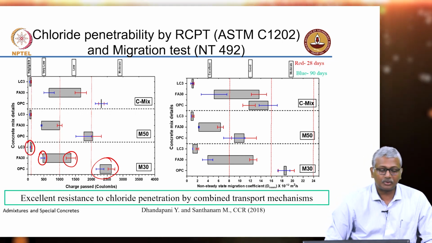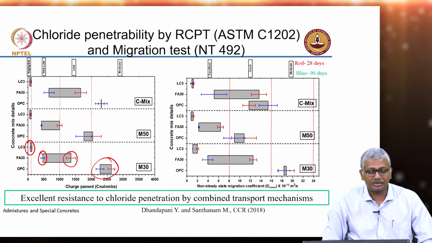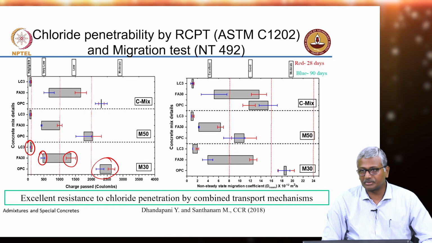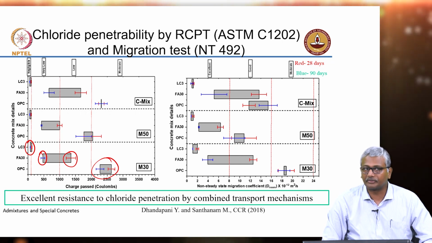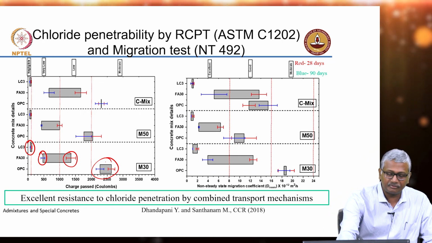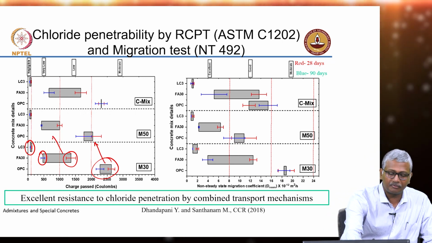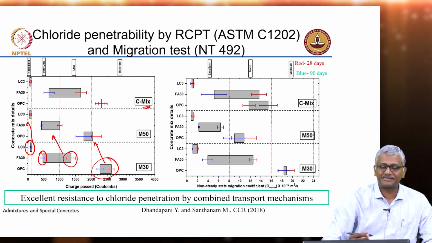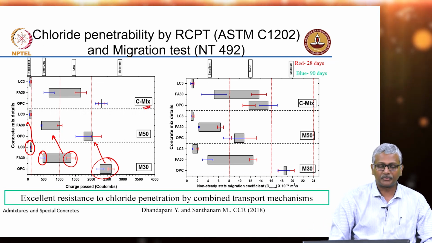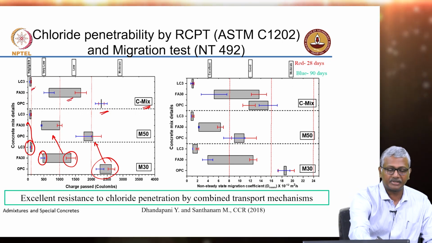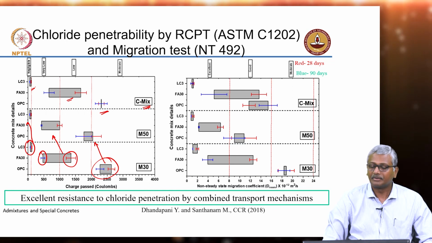LC3, whether you cured for 28 or 90 days, you are in the negligible permeability range, 100 coulombs as compared to 2500 for plain concrete. Same thing with M50, obviously you are improving the performance further because grade is increasing, and for the common mix at the same binder content and water binder ratio for Portland cement, for the fly ash, and then for the LC3. So, very clearly you see these effects.